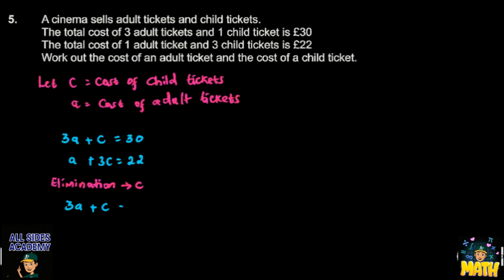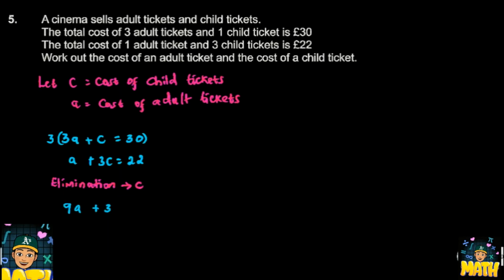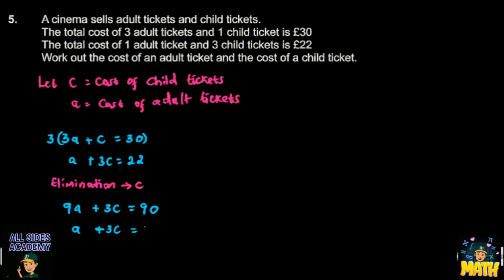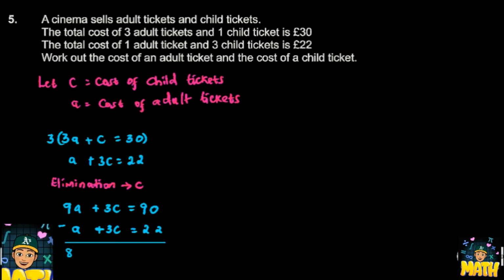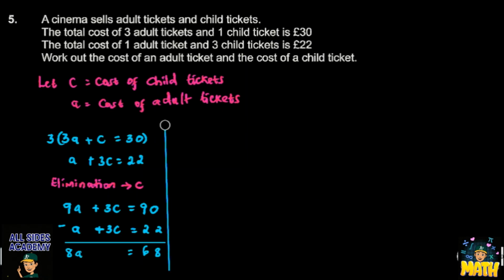So by 3, I'll have 9A plus 3C equals 90. And A plus 3C equals 22. Then we subtract the two equations. So when we subtract, we get 8A, and then that's a 0, so equals 68. So I will rewrite that as 8A equals 68.